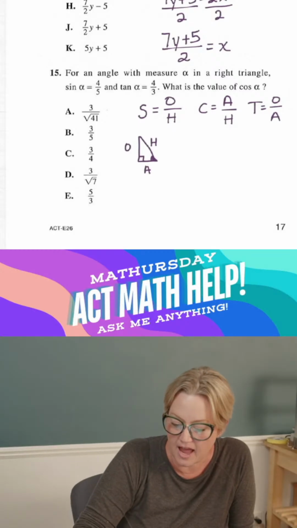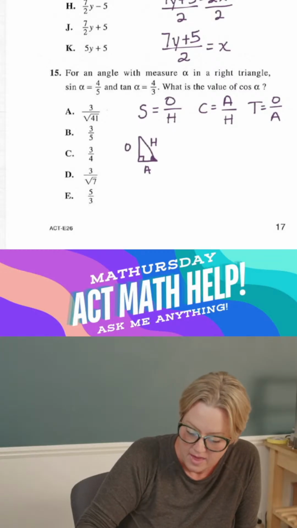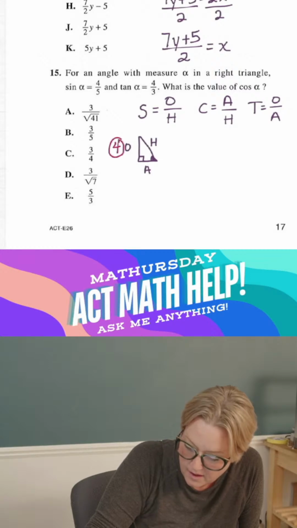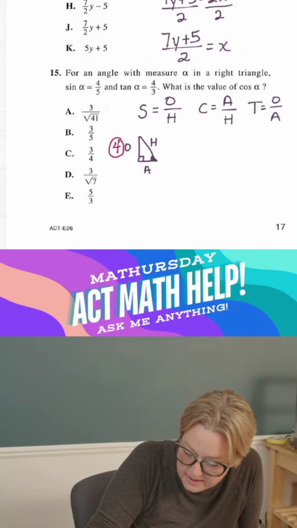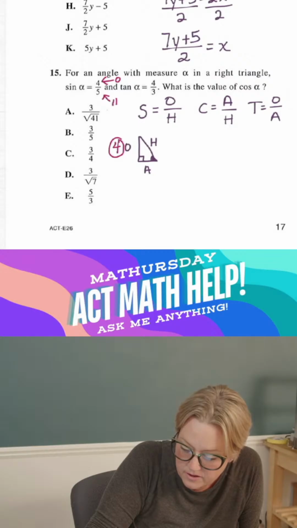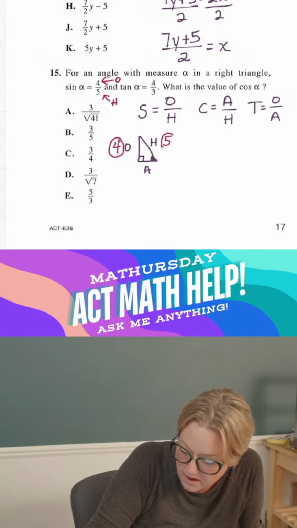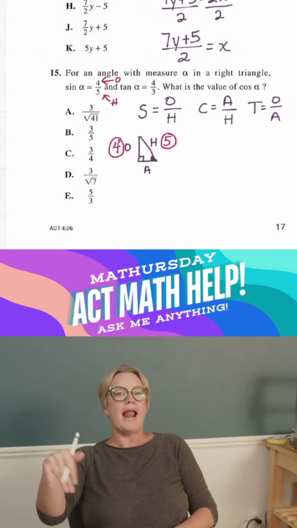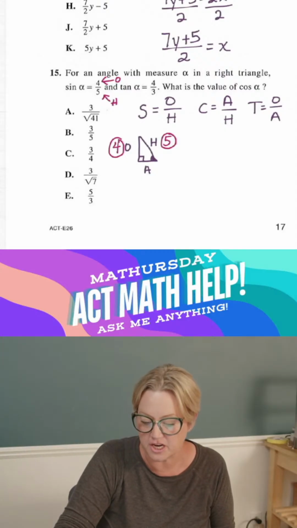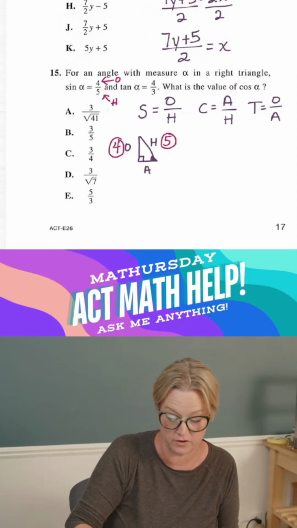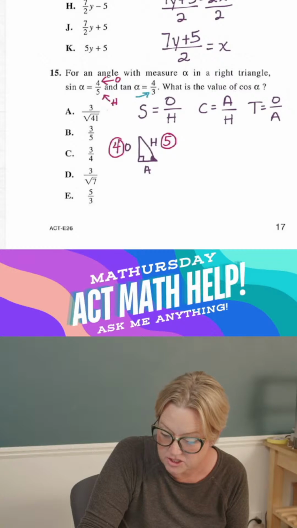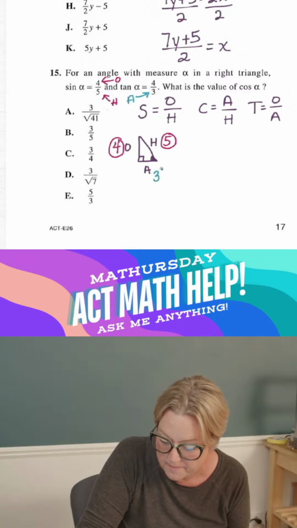So if I know that sine of the angle is 4/5, that means that my opposite is 4, and my hypotenuse is 5. Now, just based on that, I could answer this question, right? But they even go a step further to give me that tangent is 4/3. Well, tangent is opposite over adjacent. So this actually gives me all 3 sides, because the one that I don't have is my adjacent, and they just told me that it's 3.